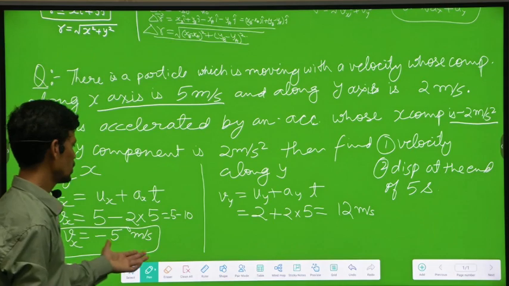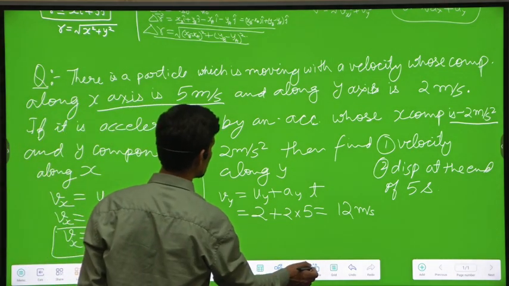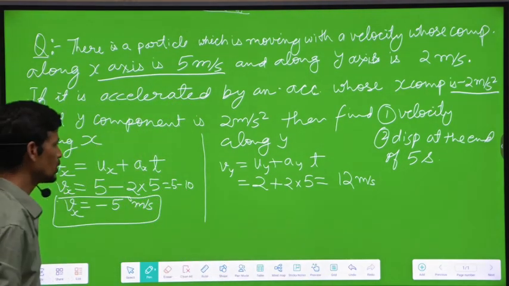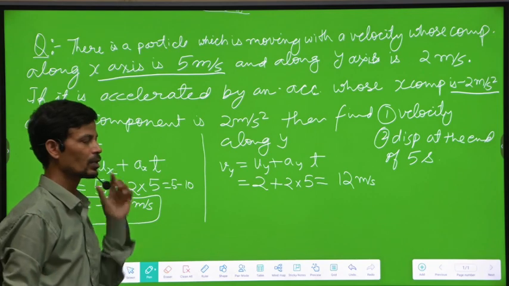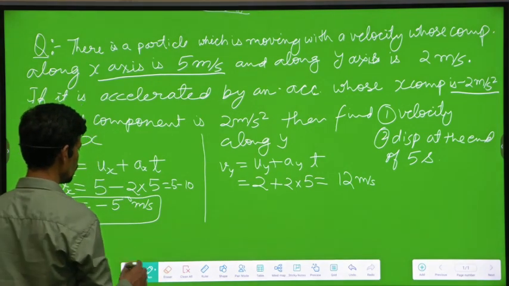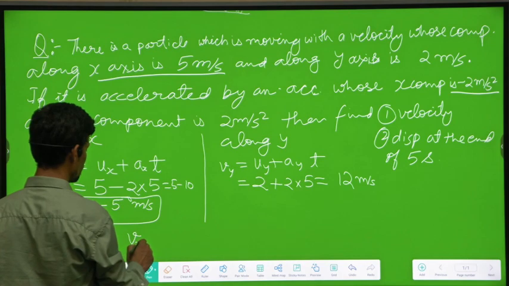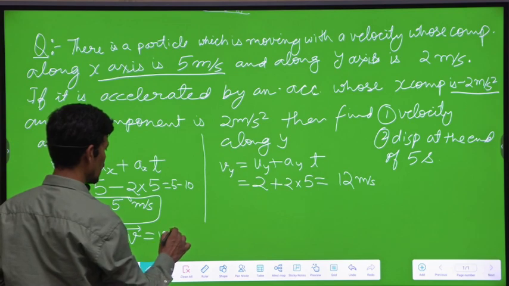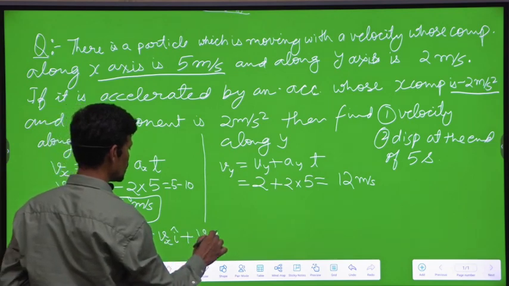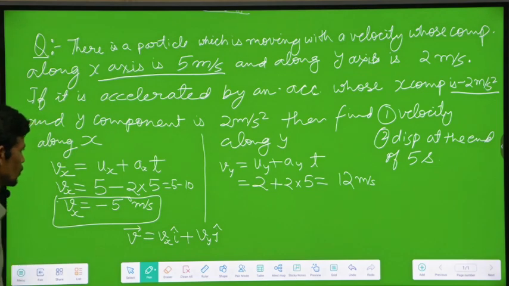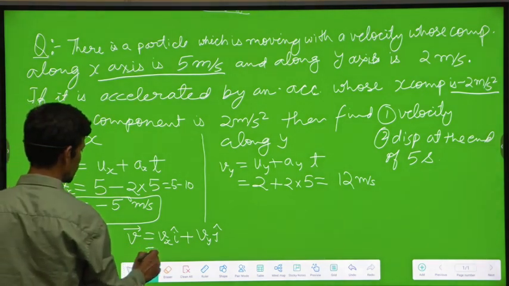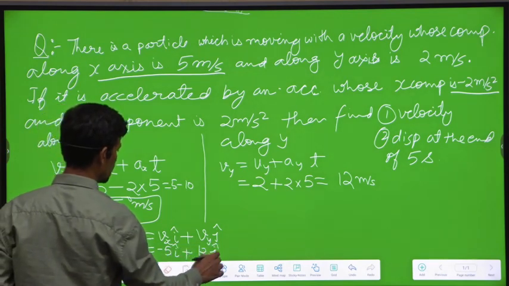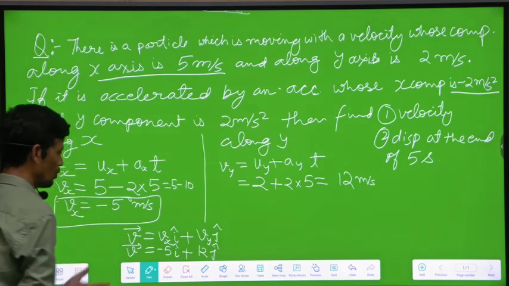Now in order to find resultant velocity, actually it is not asked in the question, but I am going to express final velocity in two ways. First in vector form, v is equal to vx i cap plus vy j cap. Vx is minus 5, so we'll put minus 5 i cap plus 12 j cap. This is v in vector form.